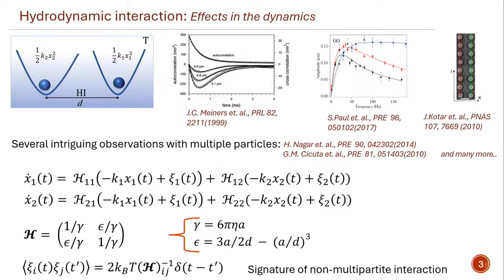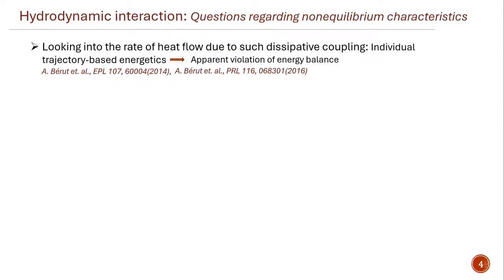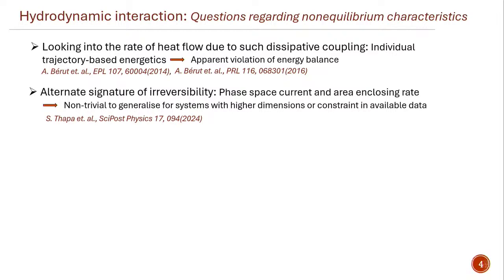This cross-correlation is due to a non-reciprocal interaction, and in recent times people have started looking into the non-equilibrium characteristics of such systems. People like Beirut et al. have looked at how much heat flows from one particle to another due to such interaction, and they do it by considering trajectory-based energetics for the individual particle, and they got some apparent violation of energy balance and things like that. And there are other works, even from Reisman's group, where people have looked into other ideas on how to characterize the irreversibility in terms of phase space current, area and closing rate.